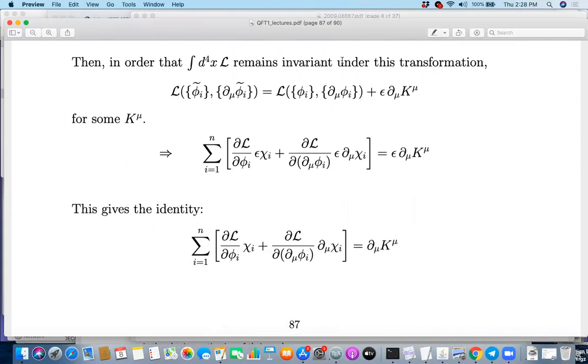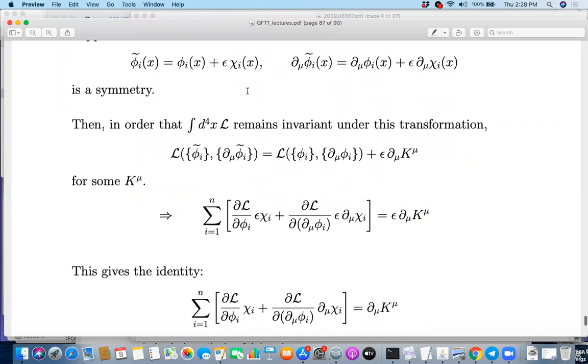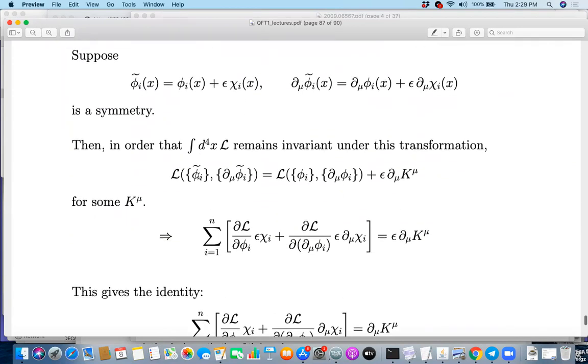Okay. So let's try to expand this out. You see, now L is an ordinary function. So you can do a normal Taylor series expansion. The way we do a Taylor series expansion is by noting that phi tilde I differs from phi I by an infinitesimal amount, epsilon times chi I. Similarly, this differs from del mu phi I by an infinitesimal amount. So let's just Taylor series expand.